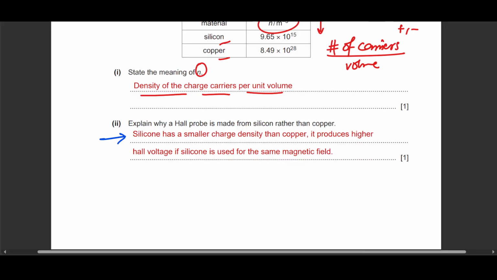So silicon has a smaller charge density than copper. It produces a higher voltage, Hall voltage, if silicon is used for the same magnetic field, because Hall voltage is inversely proportional to the number of charges.